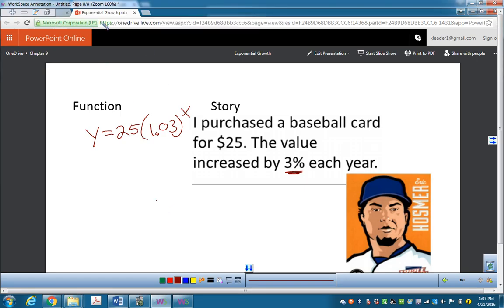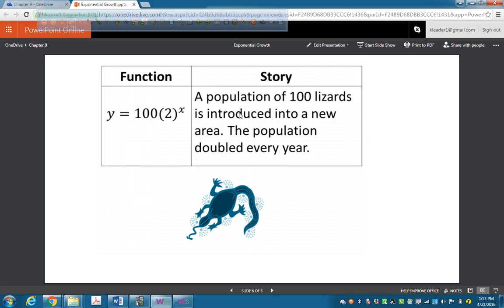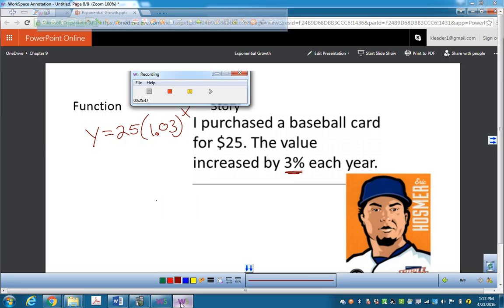What's next on here? Okay. So population: 100 lizards are introduced to a new population, doubling every year. So those lizards, kind of like my penny problem, are going to go up very fast. That's kind of the end of the problems, okay? So now I have a worksheet for you that you can do.